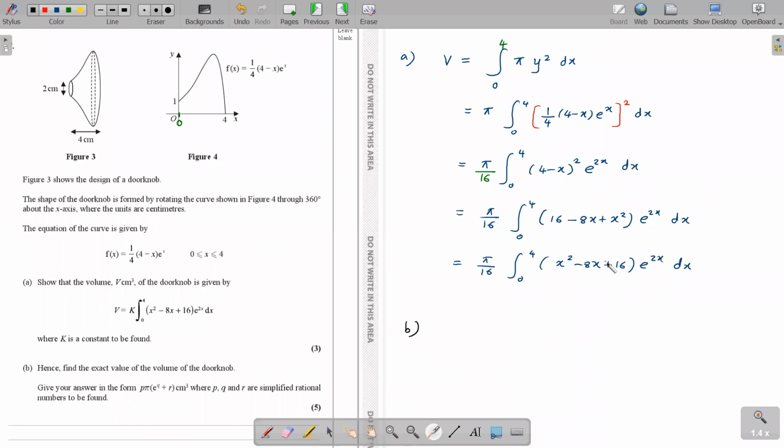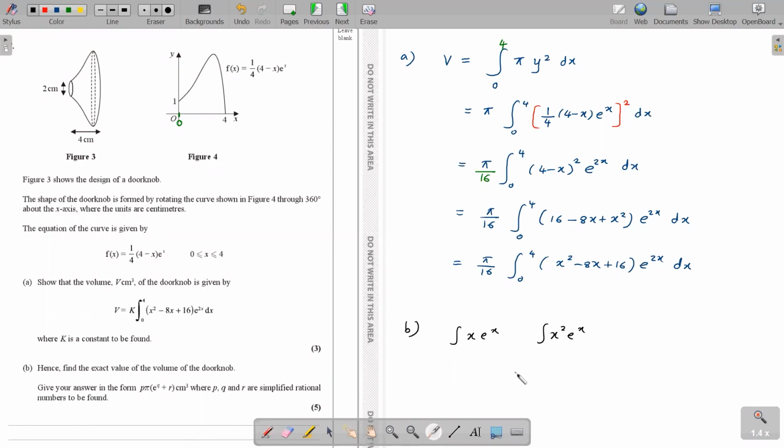So how do we integrate this? You can see you have e to the power 2x and you have here x squared minus 8x plus 16. Of course, if you open the bracket, you get x squared e to the 2x and x e to the 2x. You should remember in your P4 book, you've done x e to the x, like x squared e to the x. These kinds of integration were done in a certain section in the integration book, and that was integration by parts.